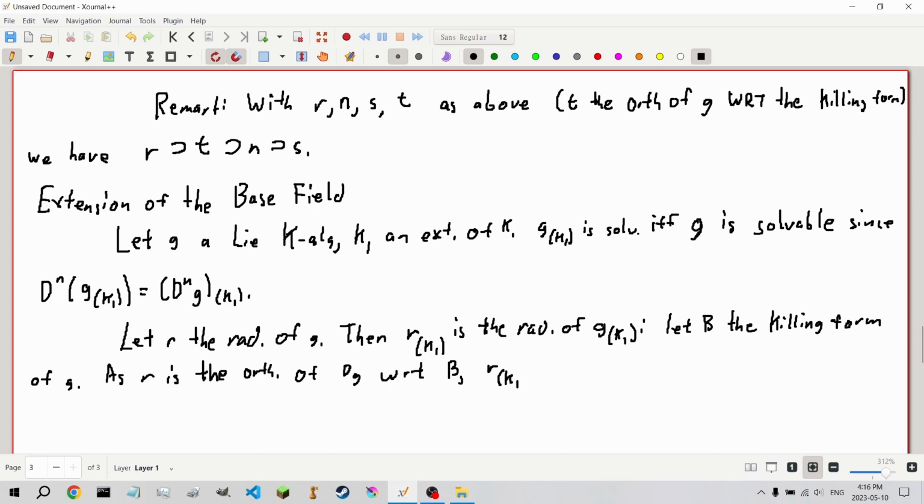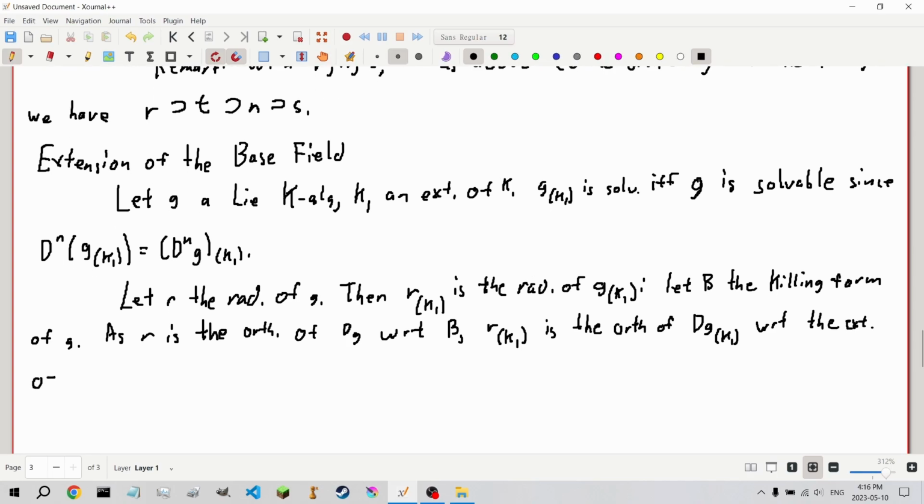The extension of the radical is the orthogonal of the derived series of K1. Keep in mind it doesn't matter whether we extend G first or we're extending G or its derived series. And the extension of the radical is the orthogonal of the extension of the derived series with respect to the extension of the killing form. And because of our proposition, which we showed before, we are done. And with that, I believe we are done with nilpotent algebras.